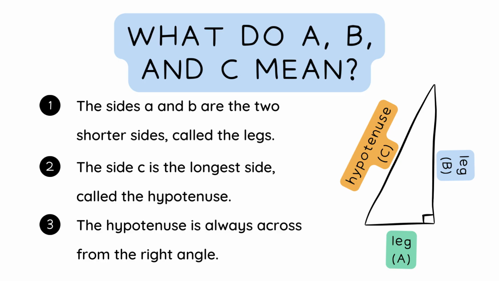1. The sides a and b are the two shorter sides, called the legs. 2. The side c is the longest side, called the hypotenuse. 3. The hypotenuse is always across from the right angle.